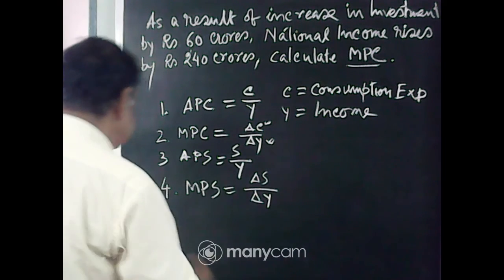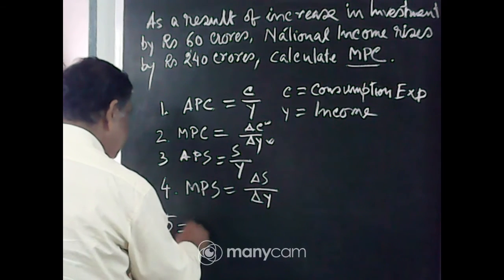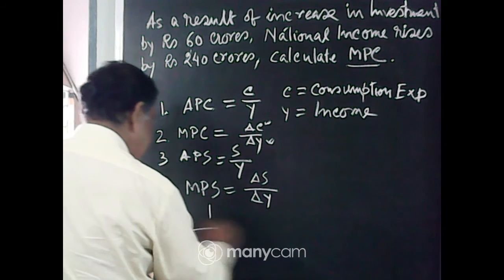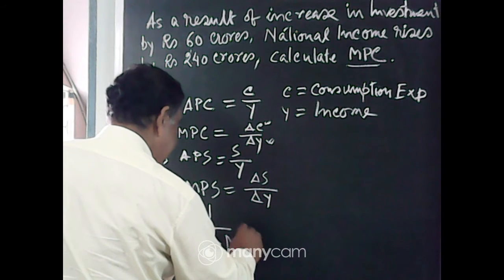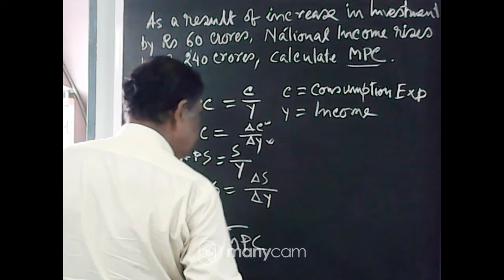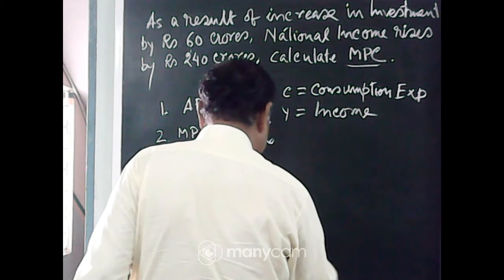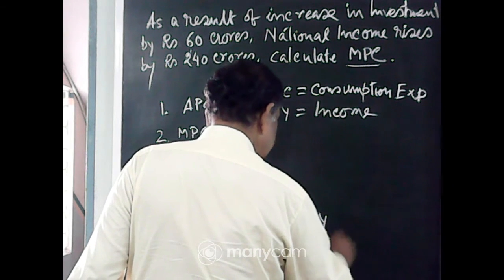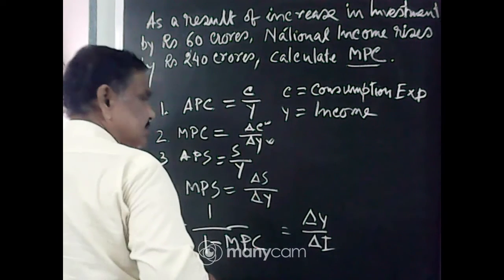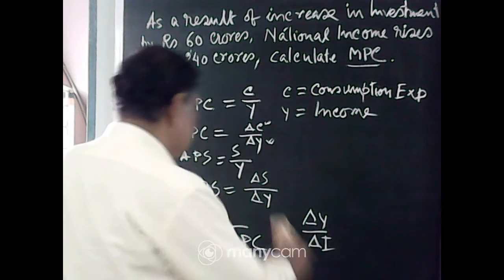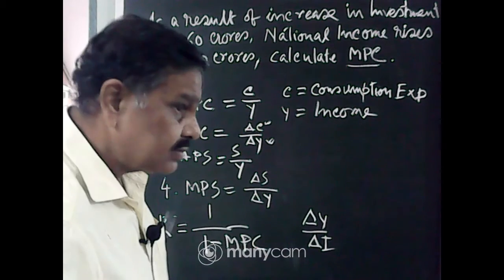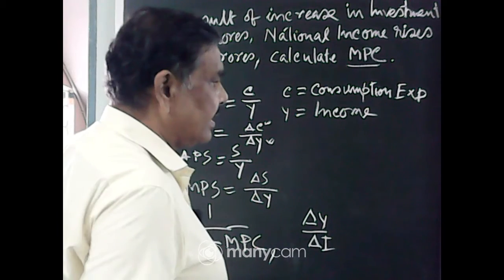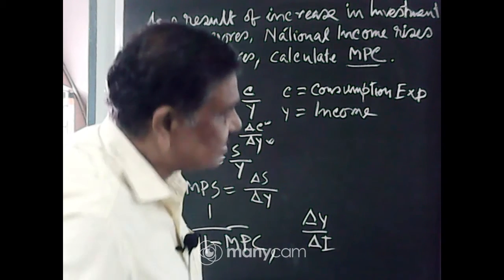Now, there is another thing, K. K is equal to 1 by 1 minus MPC, or 1 by MPS, both may be done, or delta Y by delta I. There are 2 formulas. I think you are getting the formulas to calculate some sums.